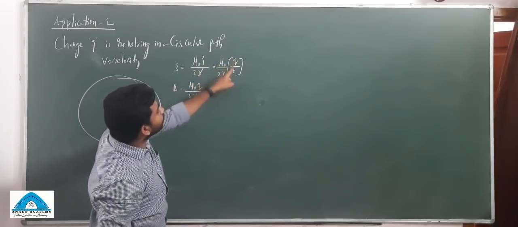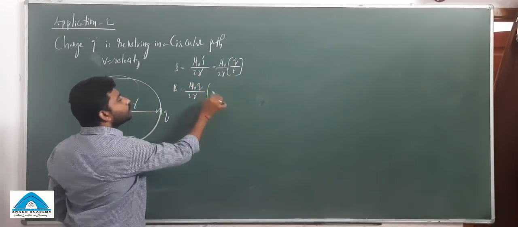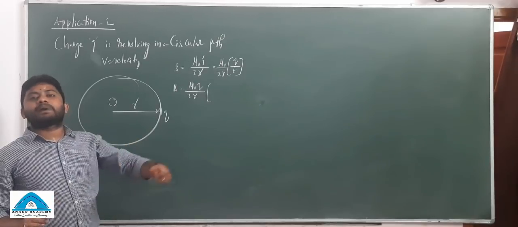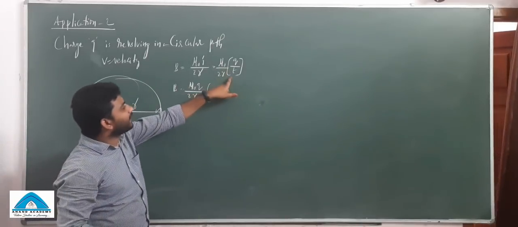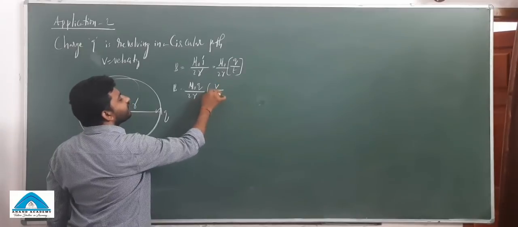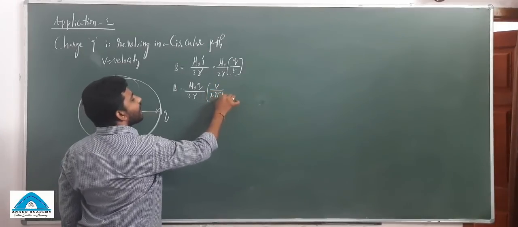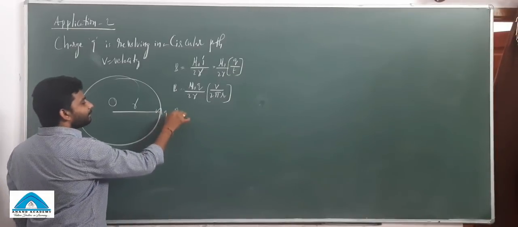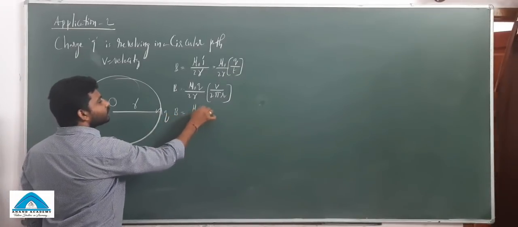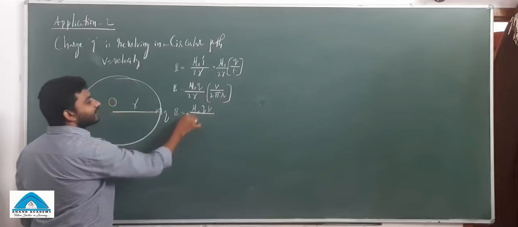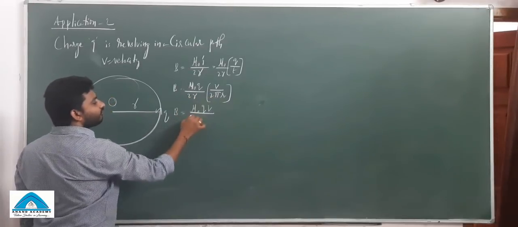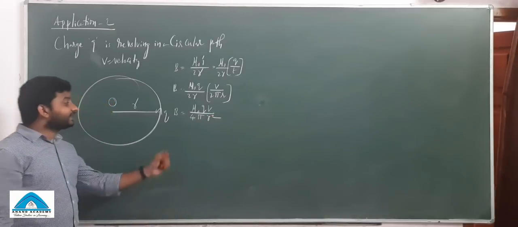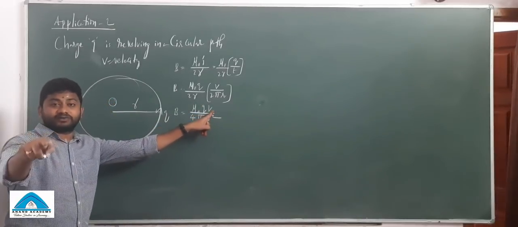Mu naught Q by 2R into 1 by T, where the time period is 2 pi R by V. So this is 1 by T, right? So I am writing here V by 2 pi R, so that is the time period. Okay. So B is equal to mu naught QV divided by 4 pi R square. This is in terms of V, in terms of velocity of the charge.